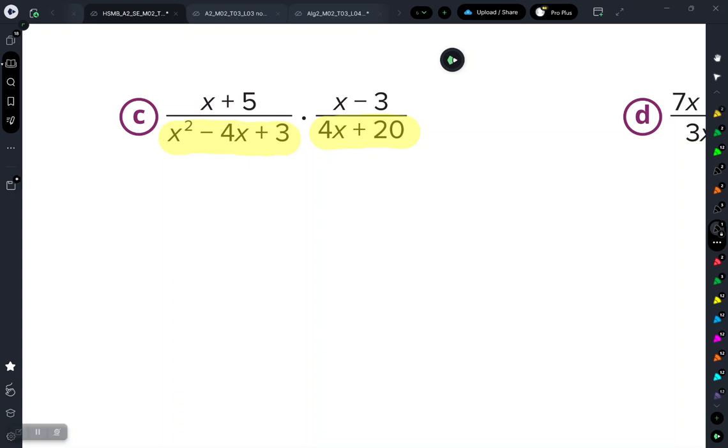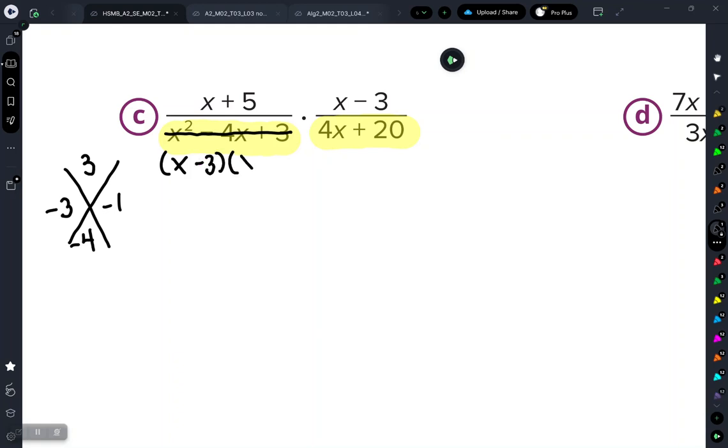But let's start with the x squared minus 4x plus 3. I'm looking for two numbers that multiply to make 3 and add to be negative 4. The numbers that multiply to make 3 and add to make negative 4 are negative 3 and negative 1. So that's going to replace this. I basically just cross it out so I don't have to rewrite the whole thing, and rewrite it as x minus 3 times x minus 1. And then over here, the 4x plus 20, I can take the 4 out, and I'm going to be left with x plus 5. And I think that's all that I can factor. So now I get to the fun part, which is to do the cancellation.